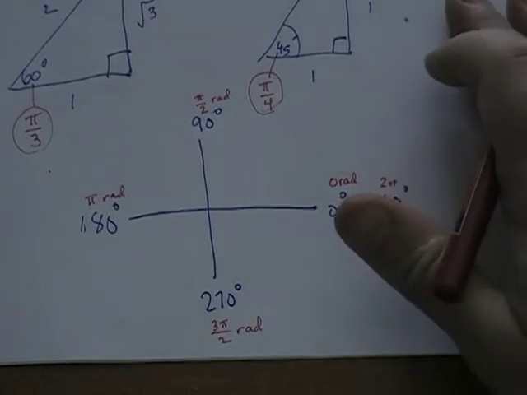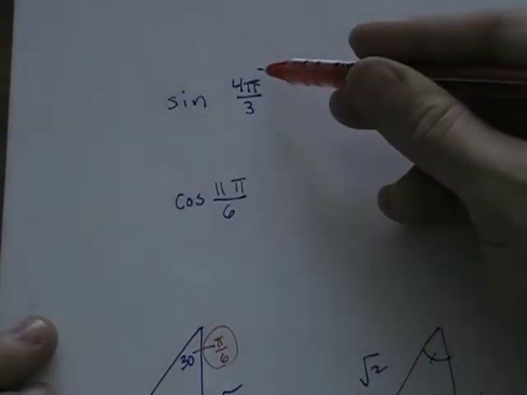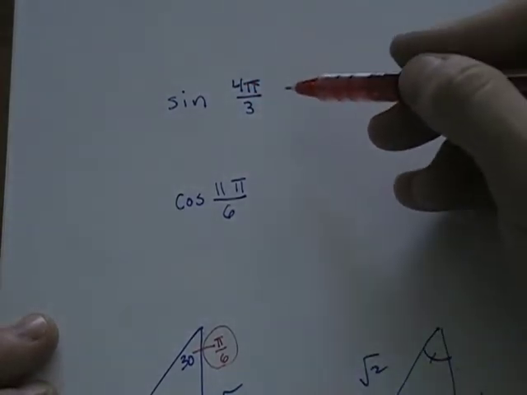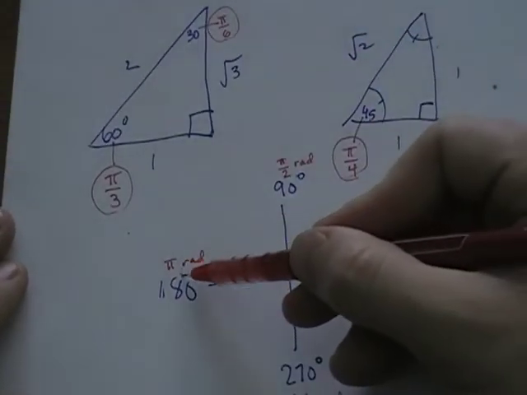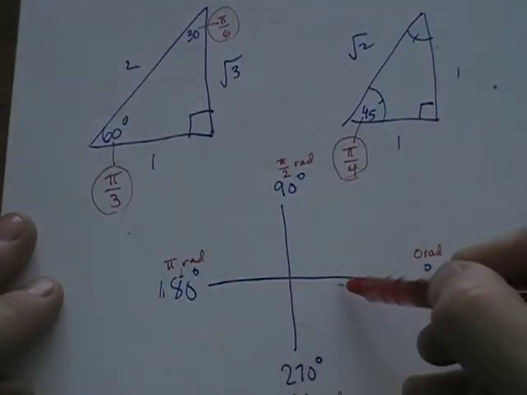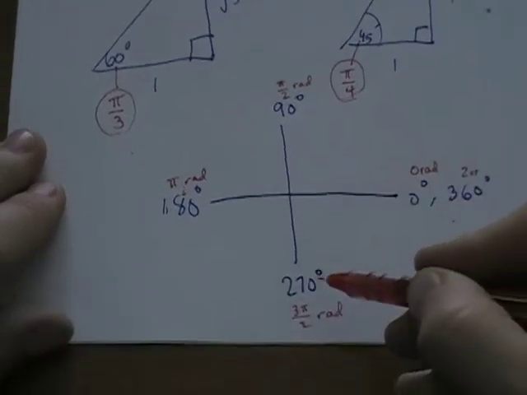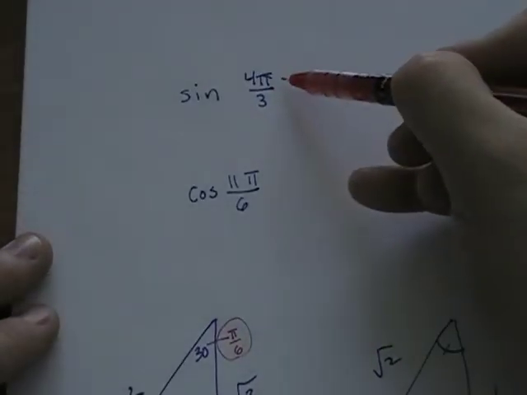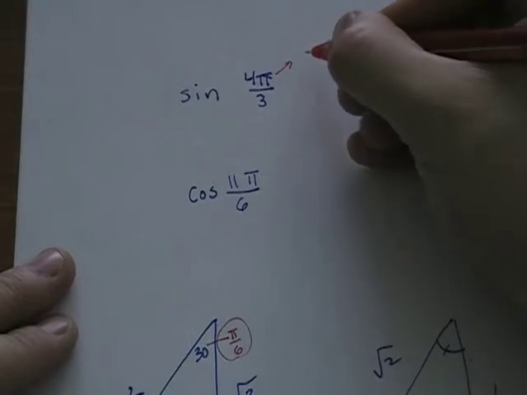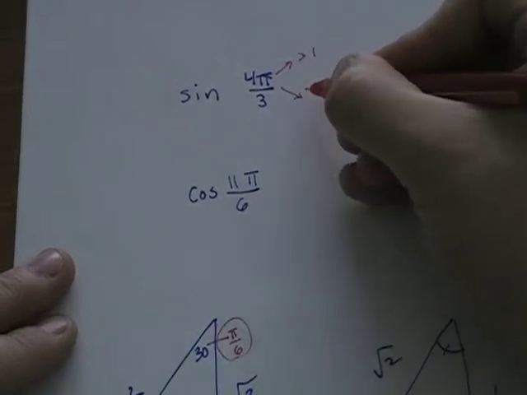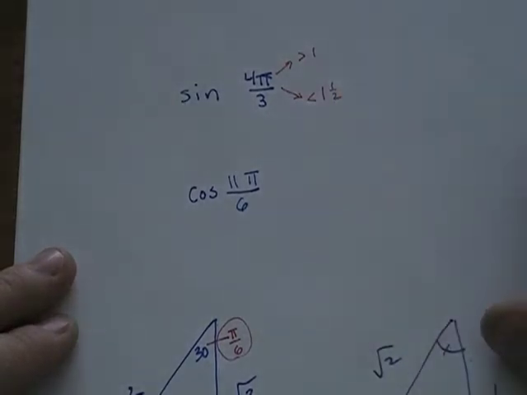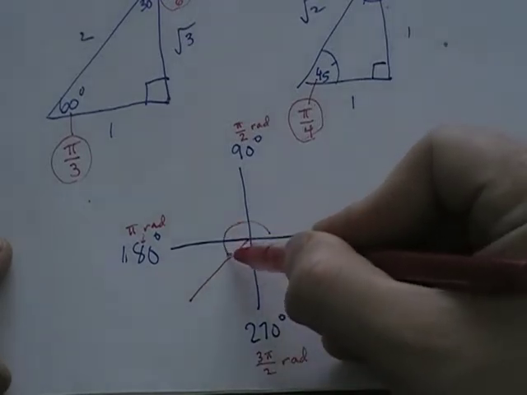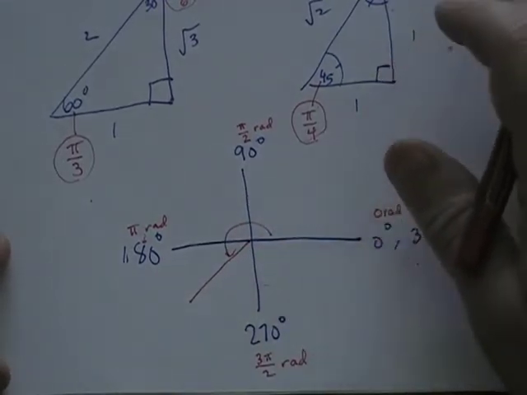Now, what I mean by that is, let's take for an example 4 pi over 3. Forget the pi for a second. 4/3. 4/3 is bigger than 1. This is 1 pi. Bigger than 1 is going to be somewhere here. This is 1.5. 4/3 is greater than 1, but less than 1.5. That means it's somewhere in quadrant 3.